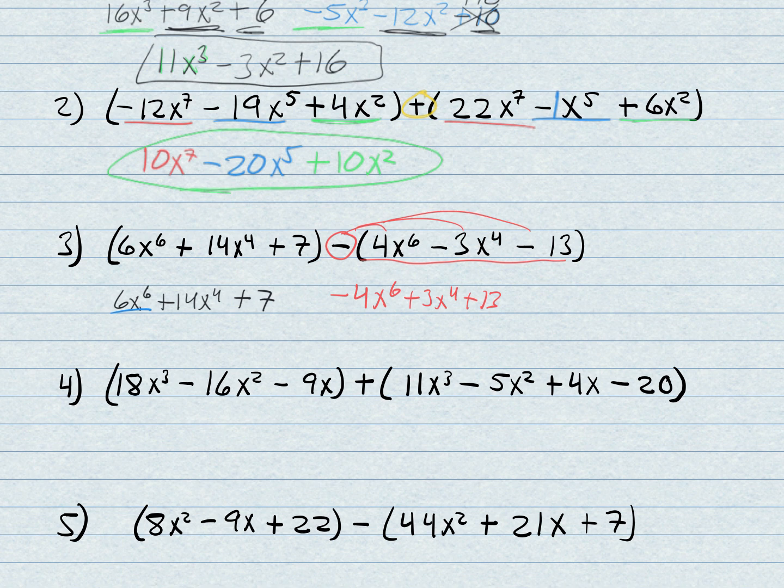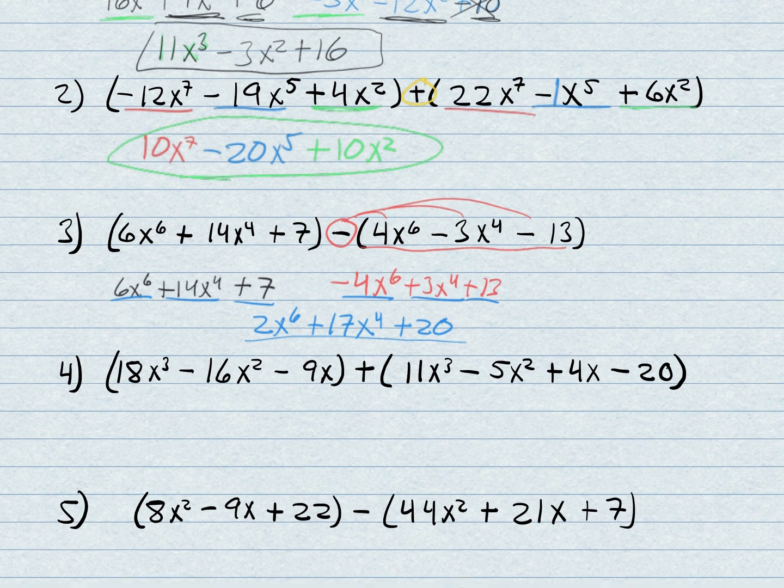Just combine like terms. 6x to the sixth minus 4x to the sixth is going to be 2x to the sixth. 14x to the fourth plus 3x to the fourth is going to be plus 17x to the fourth. And then plus 7 plus 13 is going to be plus 20. All right, so this should be your final answer.